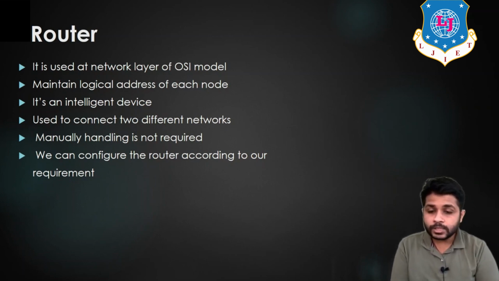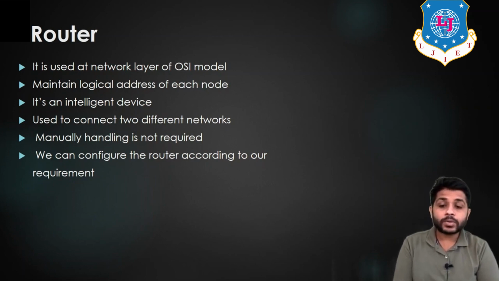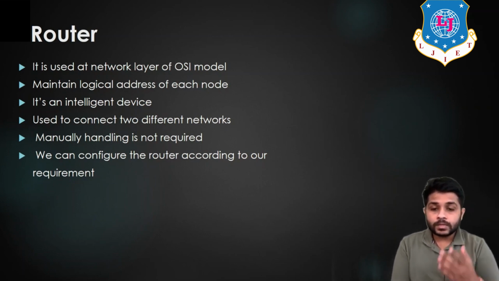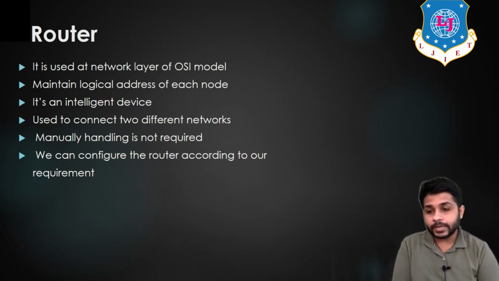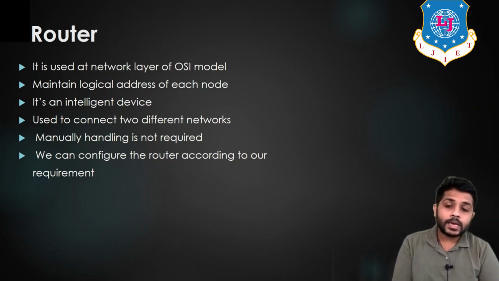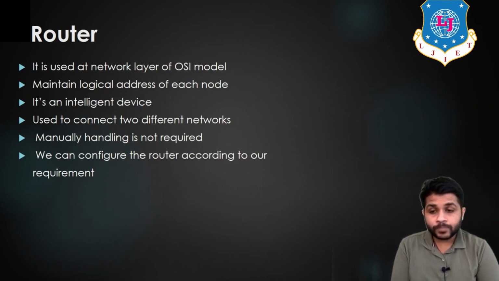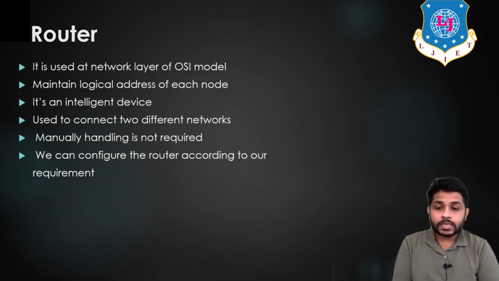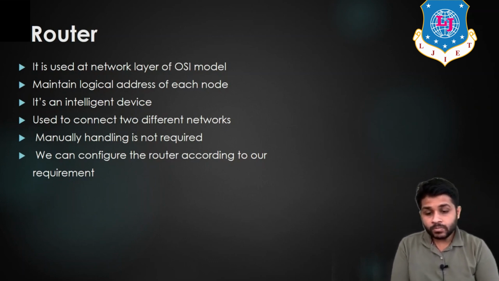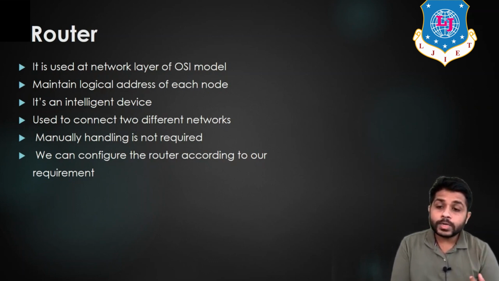The router is an intelligent device and the router maintains the routing table. In the routing table, the information will be like the interfaces and the IP address. So in the routing table, the entry will be the IP address, and in the switch, the table will contain the MAC address.